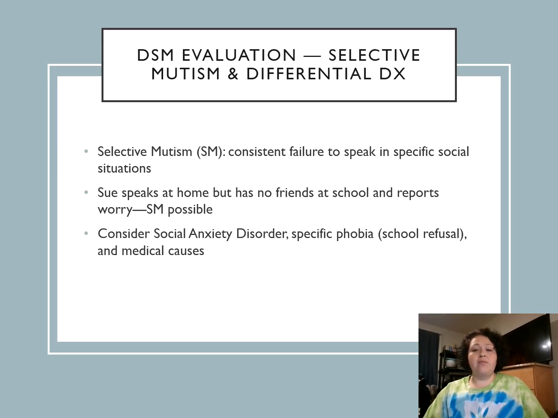Selective mutism is defined as a consistent failure to speak in specific social situations despite speaking in others. Although Sue is not described as completely mute at school, her limited social interaction and lack of friendships may point towards subthreshold or comorbid selective mutism. Differential diagnoses to consider include social anxiety disorder, specific phobia related to school, or communication disorder. A full diagnostic interview and observation at school would help clarify this.